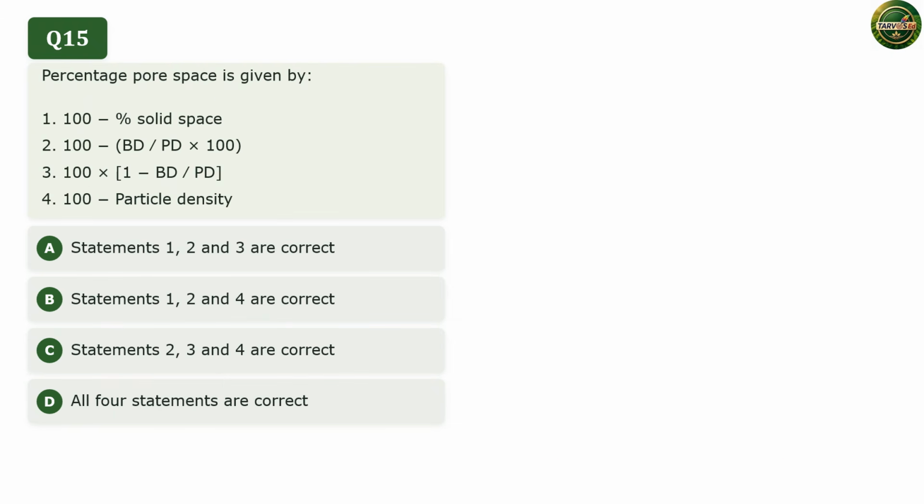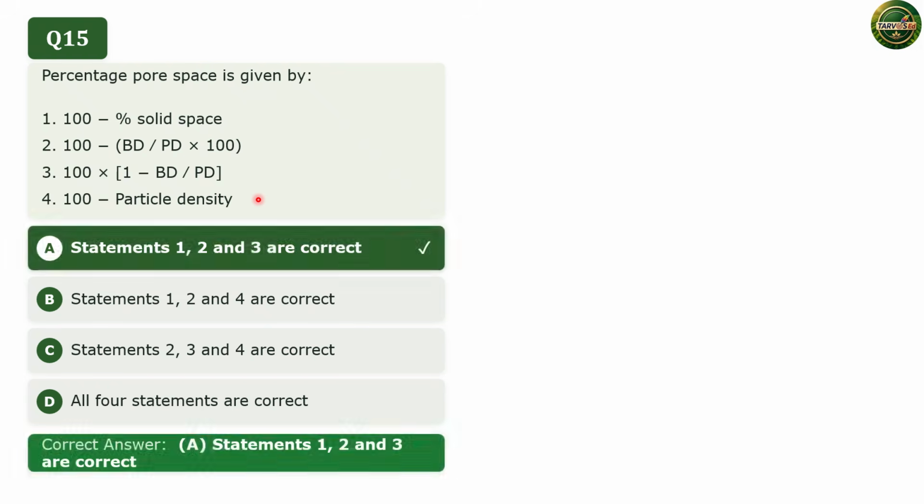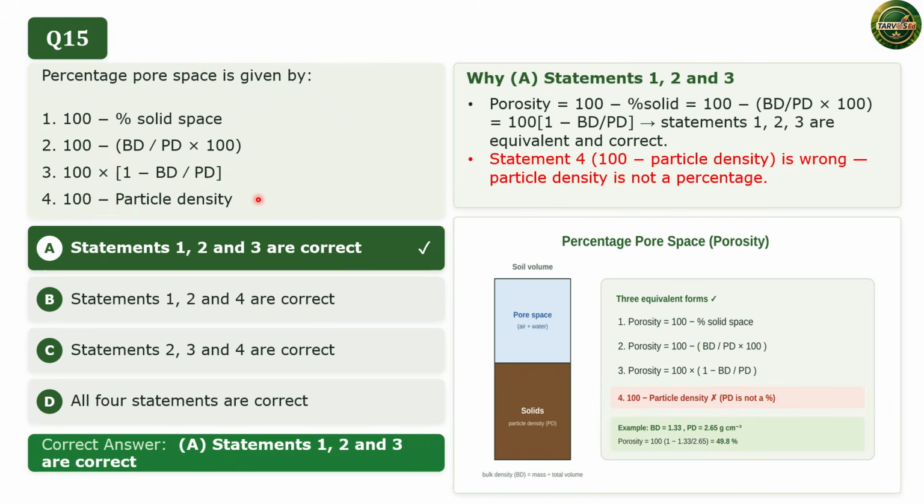The next question is: percentage pore space is given by 100 minus percentage solid space, 100 minus bulk density by particle density into 100, 100 into 1 minus bulk density by particle density, 100 minus particle density. The correct answer is statements 1, 2, and 3 are correct. Let's see something basic. In the whole volume of soil, there are two types of spaces: pore space and solid space.